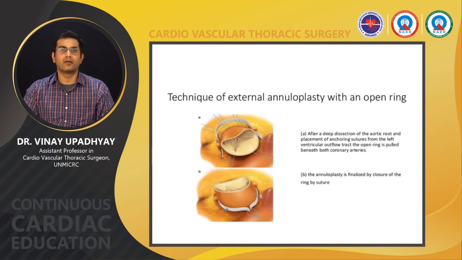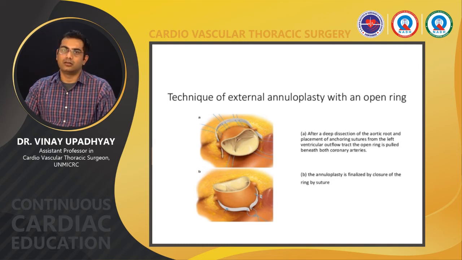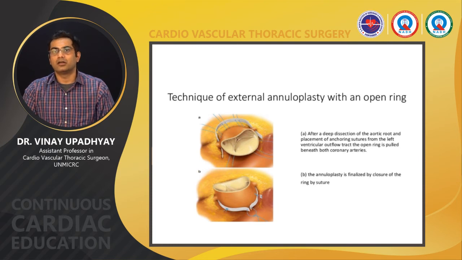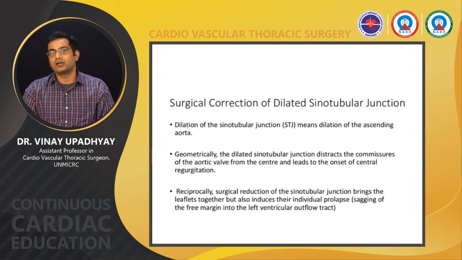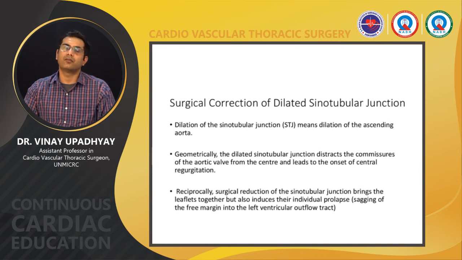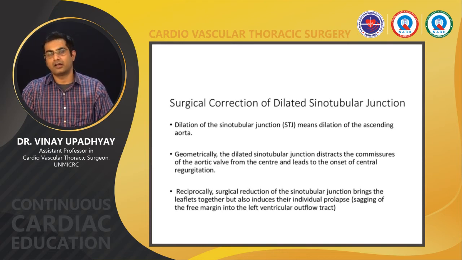This figure shows the technique of external annuloplasty with an open ring. The desired size annuloplasty open ring is used, which is sutured around the aortic annulus. Lastly, it is adjusted by suturing both ends of the open ring. Dilated sinotubular junction also results in non-coaptation of aortic leaflets. It is usually corrected by replacing the ascending aorta with a Dacron graft.